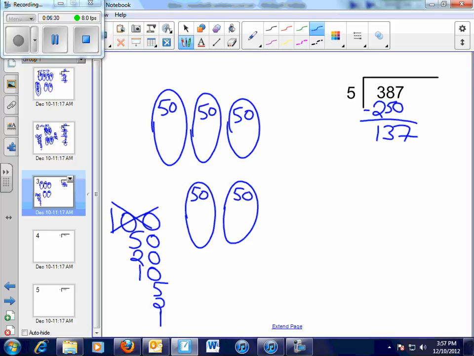I can't do 50 again. I can, however, do 20. 20 in each oval is 20 times 5, which is 100. I subtract, and I get 37. I can't do 20 in each oval again. I can't do 10 in each oval, as that would be 50. I can do 5.